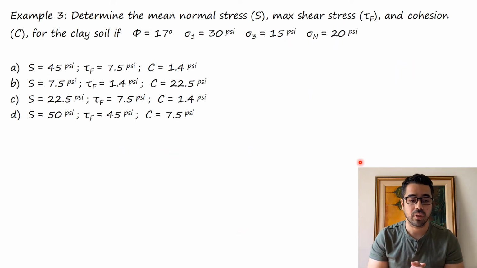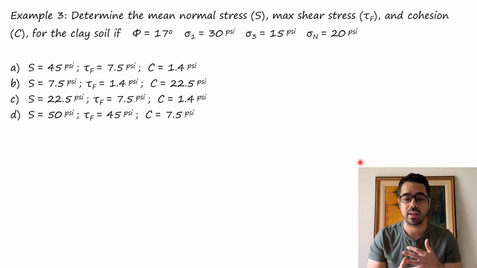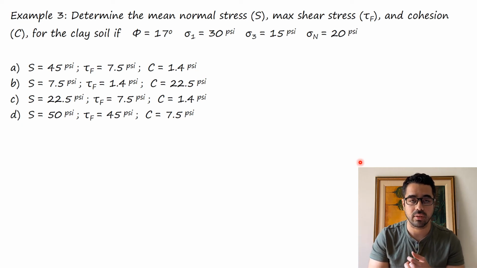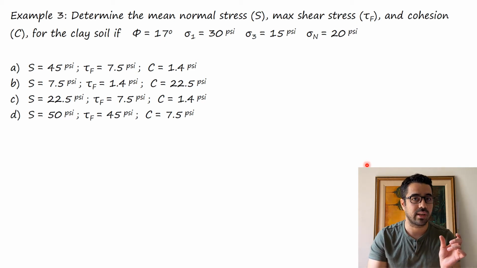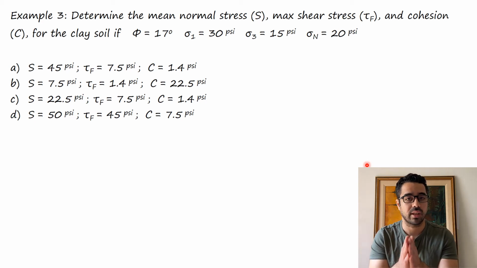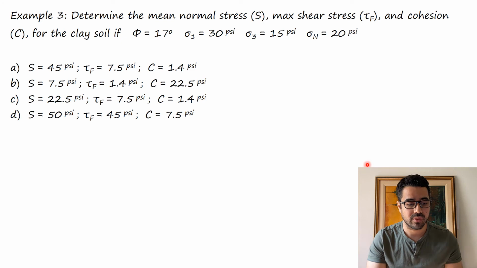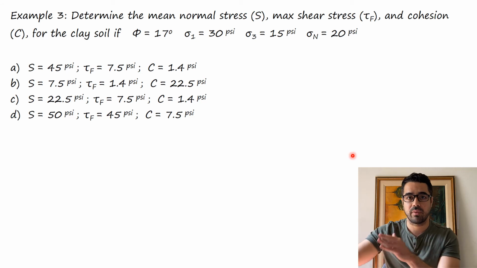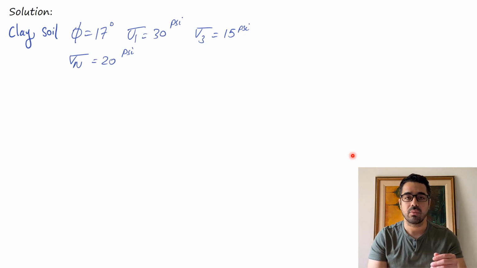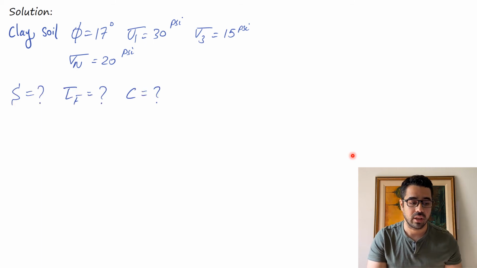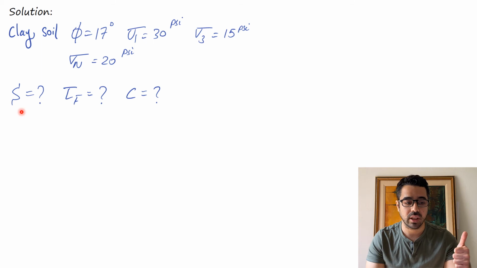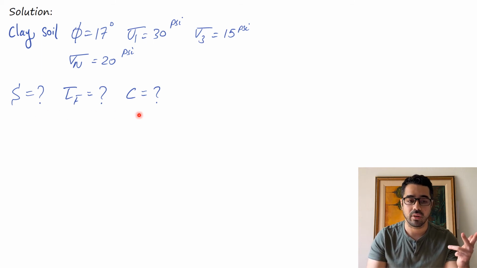Example 3. Determine the mean normal stress, maximum shear stress, and cohesion for the clay soil. Clay soil is a key word here. Like the first example, where we said sand, then C equals 0; with clay, C is not going to be 0. From what's given, we have to use the shear normal stress equation, or Mohr-Coulomb, the failure mode equation. As usual, we start by writing what is given. Clay soil, phi is given, sigma 1 is given, sigma 3 is given, the sigma normal is given. What we're looking for: the mean stress, tau failure, and the cohesion.